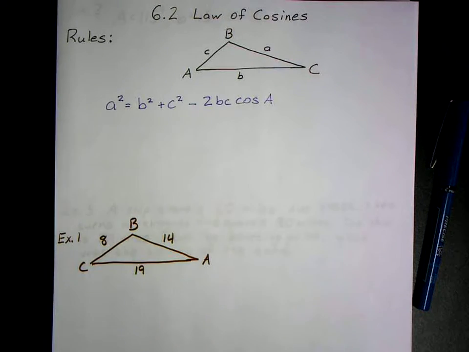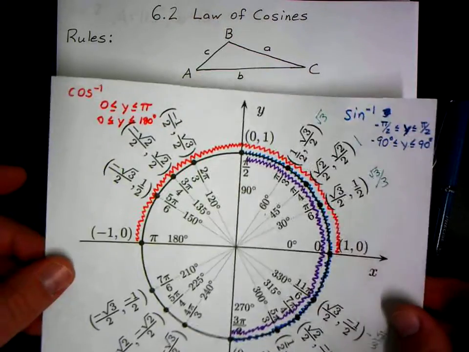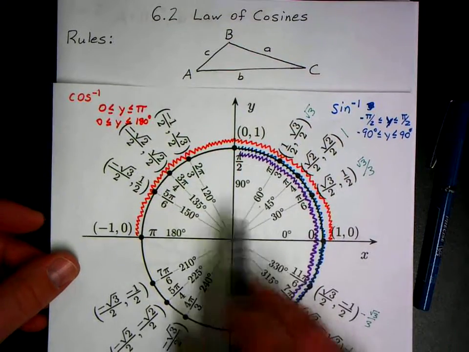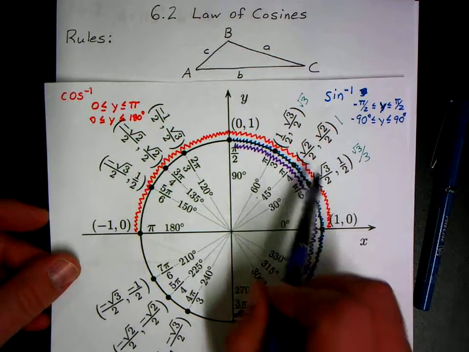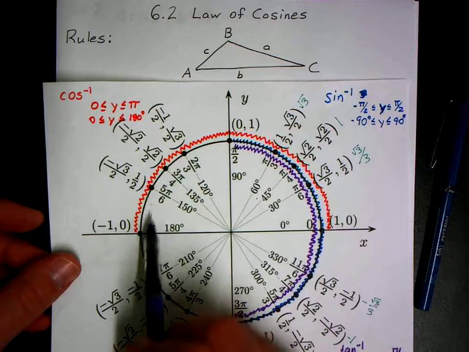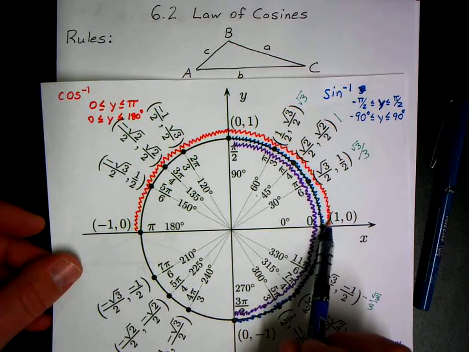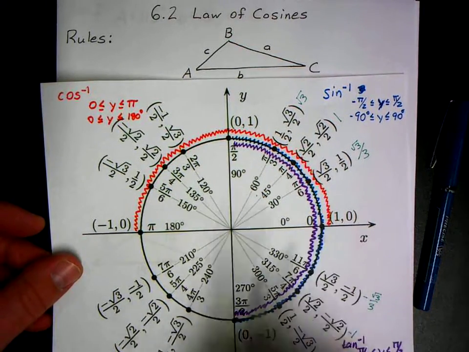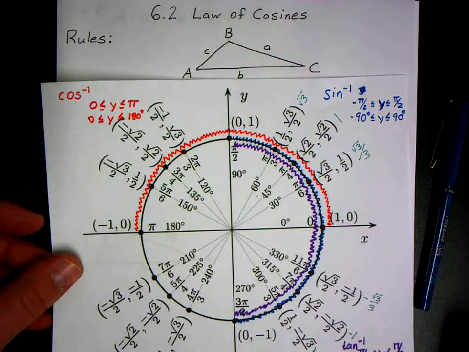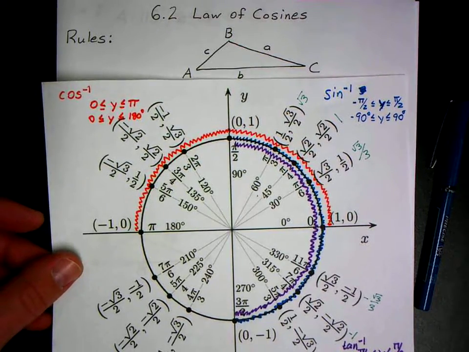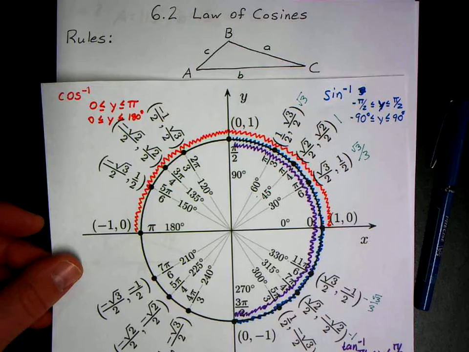Now, the other benefit to cosine is that with sine we have all that junk, where there's a possibility of no solution and 2 solutions. We don't have that with cosine, because cosine actually covers the whole gamut that we can have with a triangle. So we don't have to worry about any of that. Cosine will give us the exact angle that we need every single time.